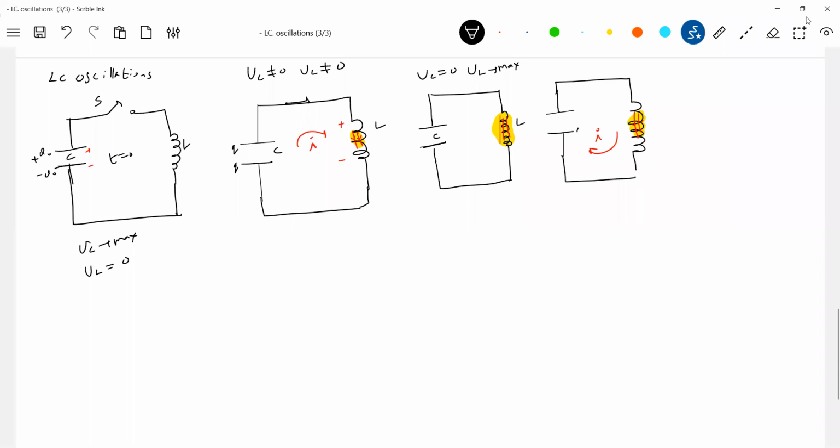Let me take it like this for the time being. Because of that, this end will become positive and this will be negative. Now slowly some energy starts building up in the capacitor. How long will this occur? As long as the flux is varying.